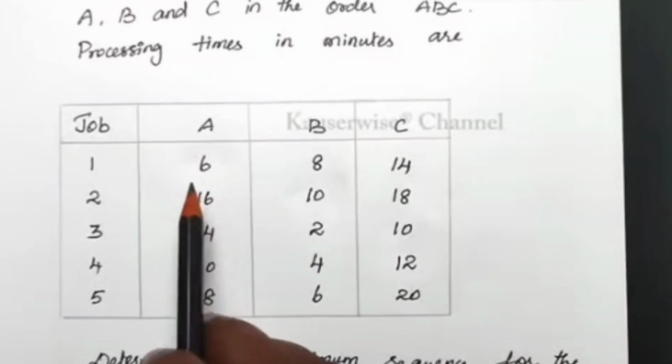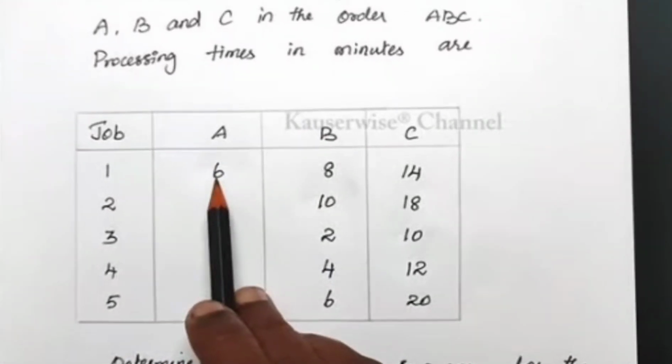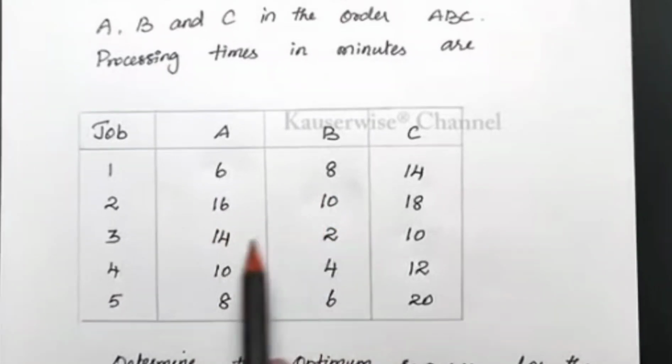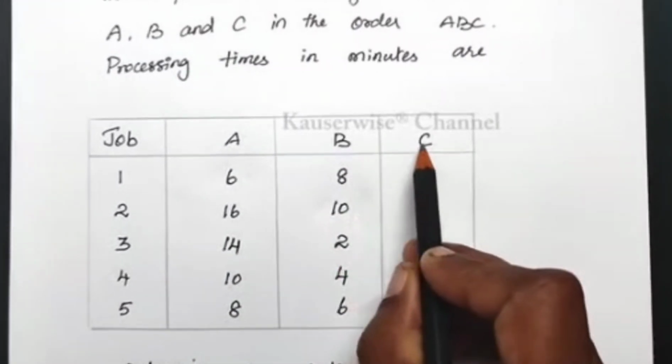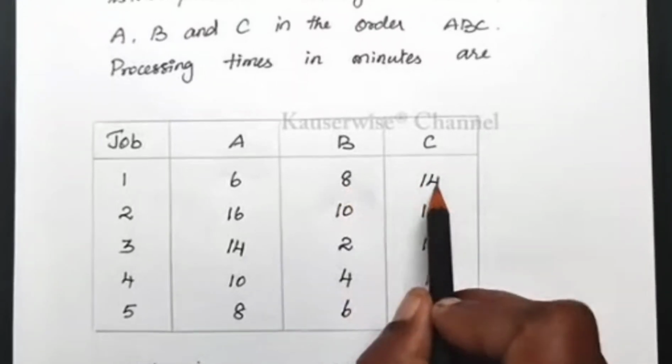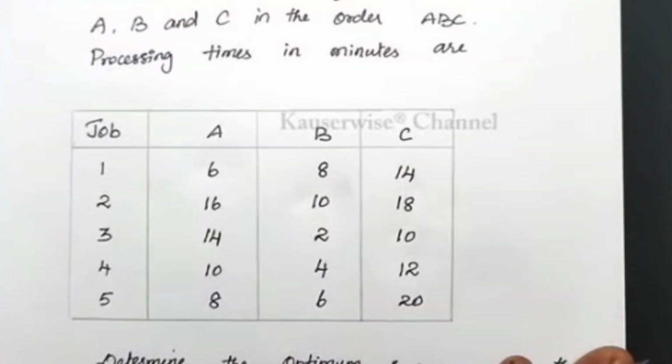For machine 1, we need to club A's duration and B's duration. Okay, that is 6 plus 8, 16 plus 10, like that. Okay, for machine 2, we need to add B's duration and C's duration, that is 8 plus 14 and then 10 plus 18, like that. Okay, now see the solution.